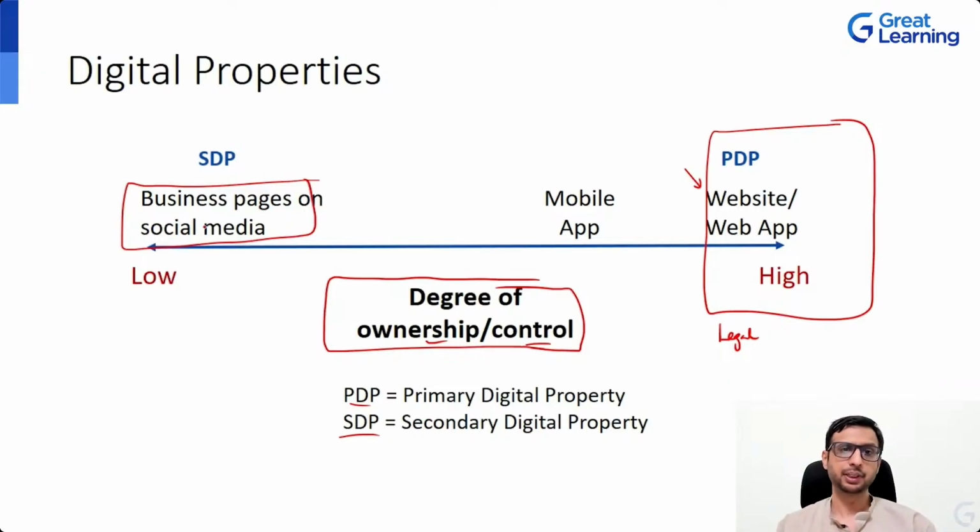If tomorrow Facebook decides to change features on the business page or completely shut down a few features, and unfortunately this happens a lot, there's nothing that the brand or business can do. They just have to play along. And the secondary digital property suffers from this very important limitation, which is that it still relies on those social media platforms to provide these features.